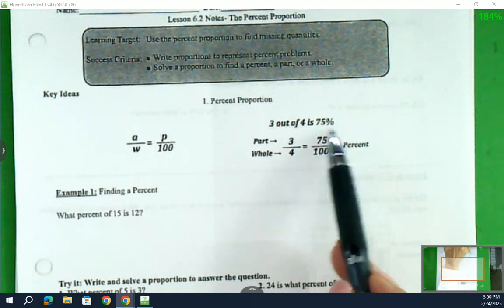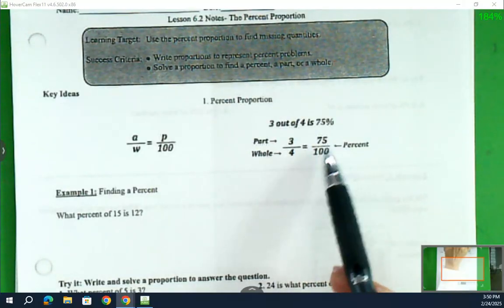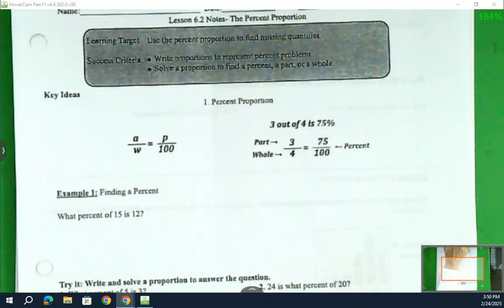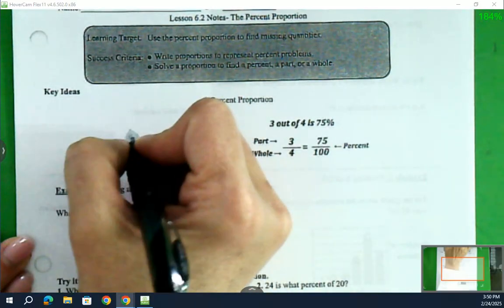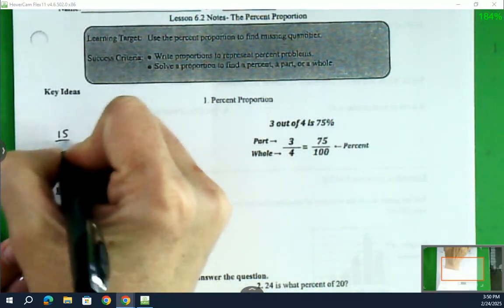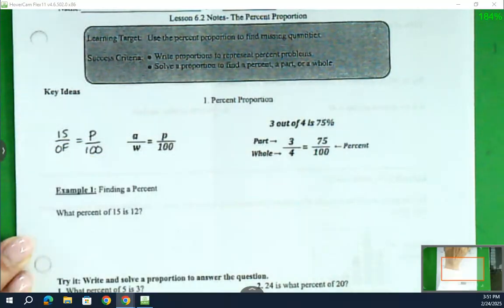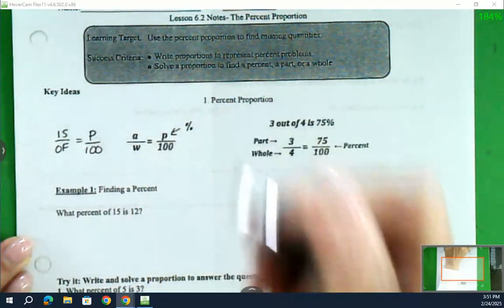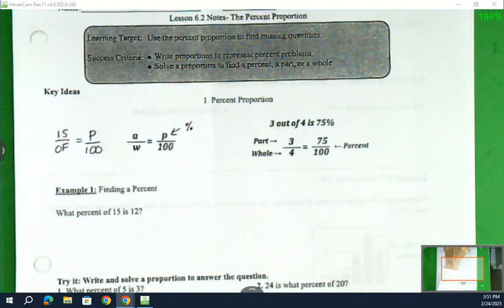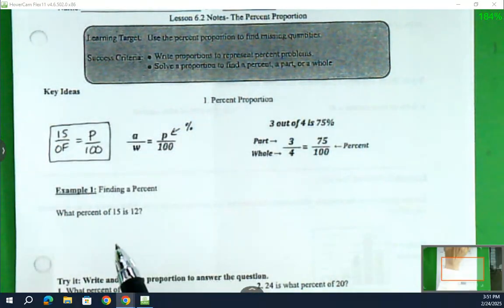So in this example here, 3 out of 4 is 75% because 3/4 equals 75 over 100. Now, another way to use this formula that is commonly used is the word is over of equals percent over 100. So that is also used. P again just means the percentage. So we're going to be using the is over of because that's going to help us translate our sentences.